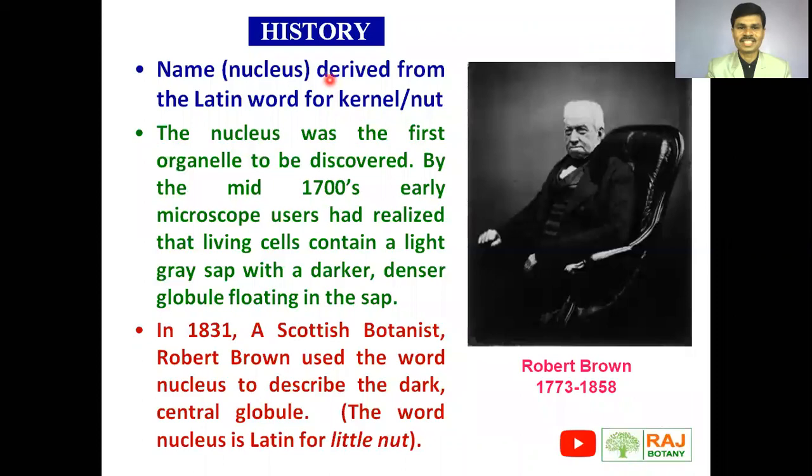Let's first see the history of the nucleus. It is actually a Latin word which means kernel or nut. It was the first discovered cell organelle. By the mid 1700s, early microscope users had realized that a living cell may contain a light gray sap with a darker or denser globule that floats in the sap, or cell cytoplasm. The Scottish botanist Robert Brown in 1831 used this term to describe the nucleus as a dark central globule.